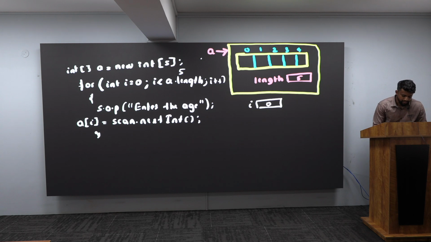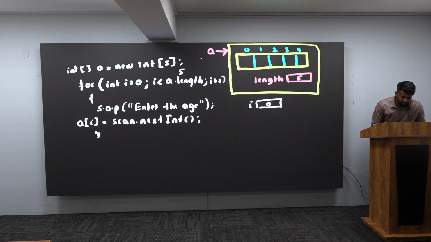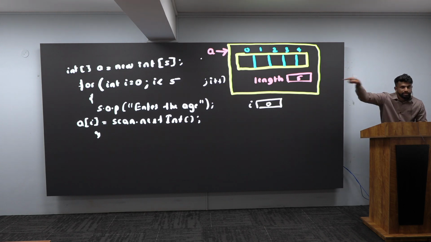After this, you should check the condition. So what is the value of I? 0 less than a dot length. What is the a dot length there? It is 5. Very good. So now you are telling it should go up to 5. This entire thing will be replaced. You are not replacing, Java itself is replacing.